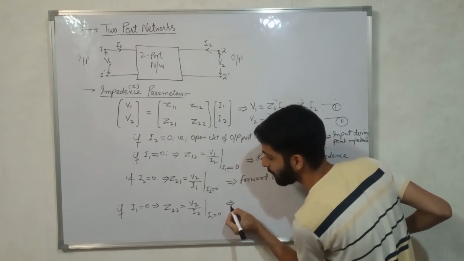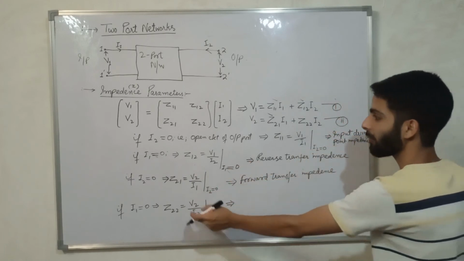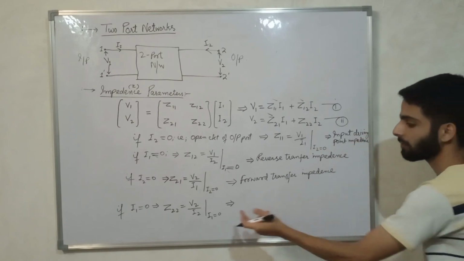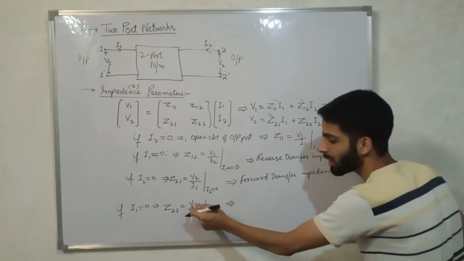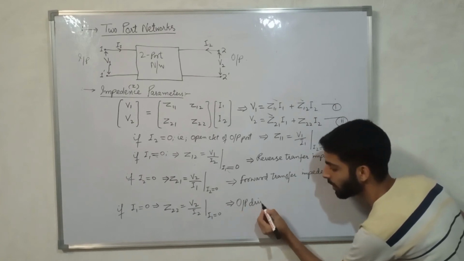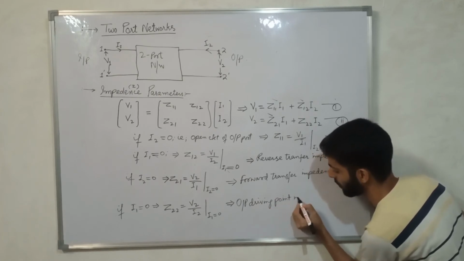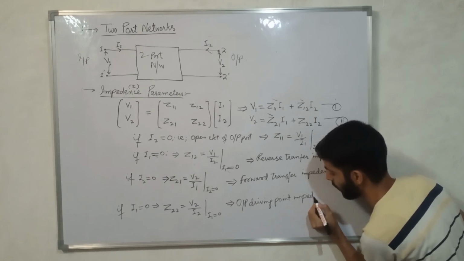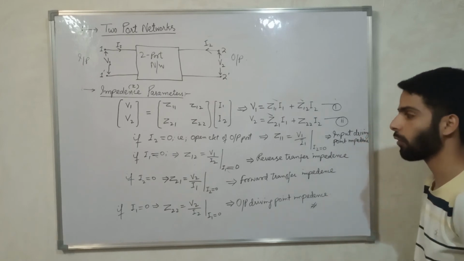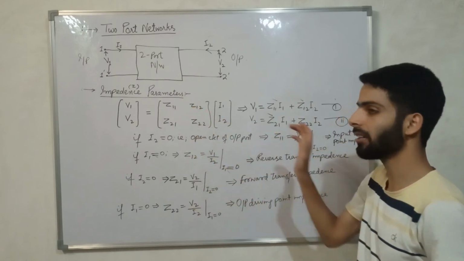What will be the name of Z22? Both the parameters are from the output side. Likewise, the very first condition is input driving point impedance. This one will be output side, both the parameters from the output side. So output driving point impedance. So all the four parameters have been found out, and the names of all the four impedances have been assigned.